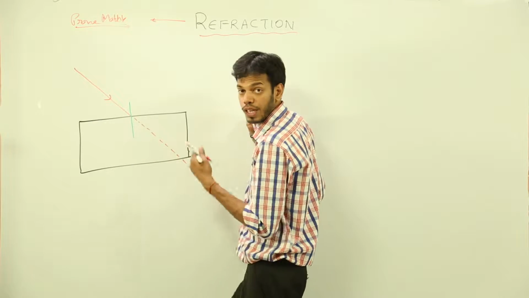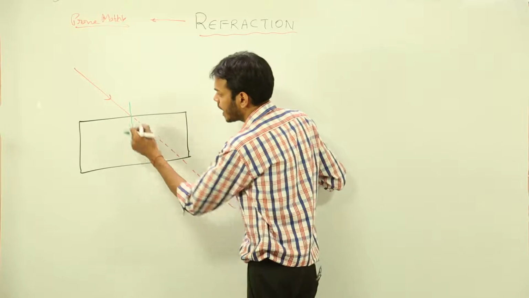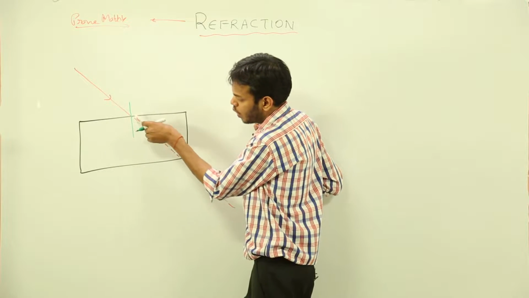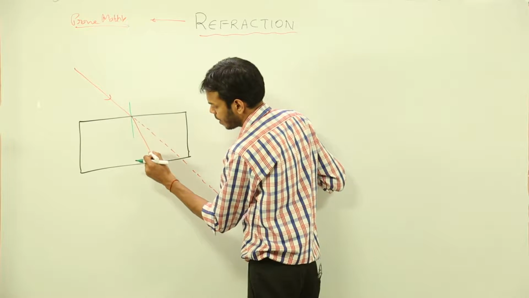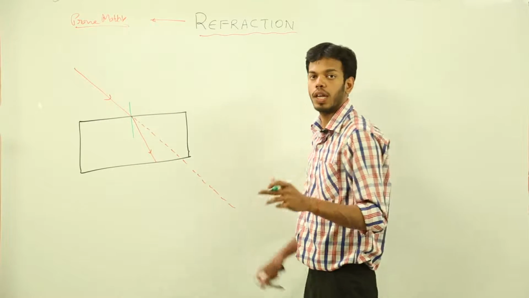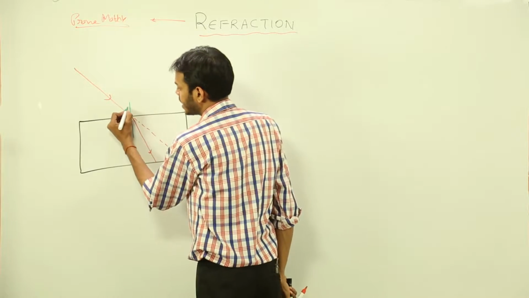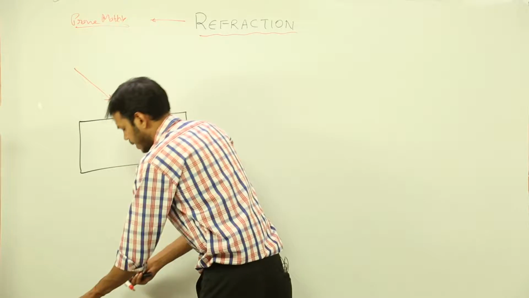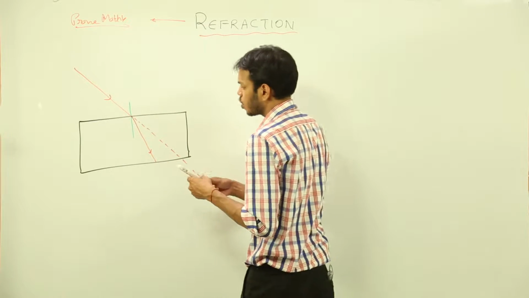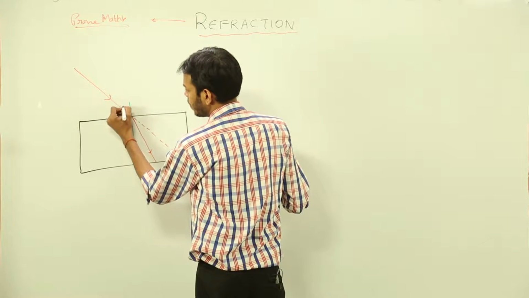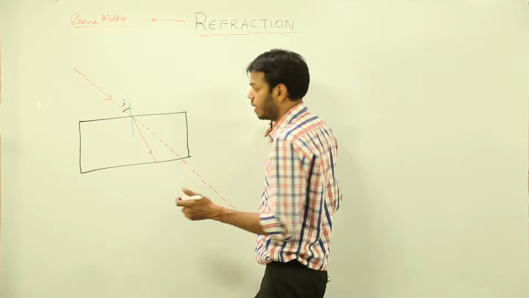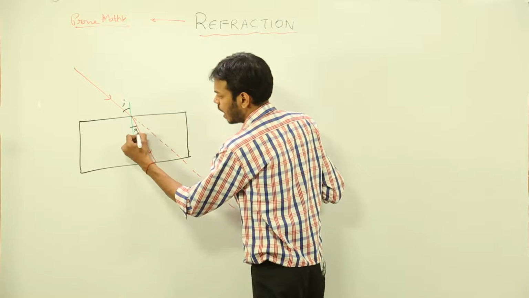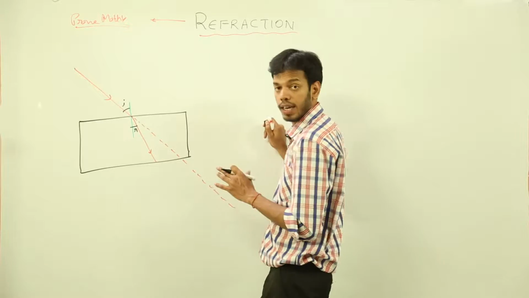This light ray will what? Bend towards the normal, right? Like this. Towards the normal means in this direction. So here, what are the angles involved now? The angle at which light is incident on the surface is called angle of incidence, which is I. The angle at which light is refracted from the normal is called angle of refraction, R, right? So we have our I and R.